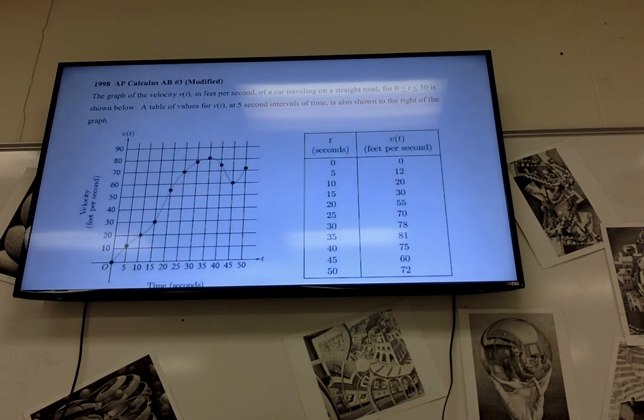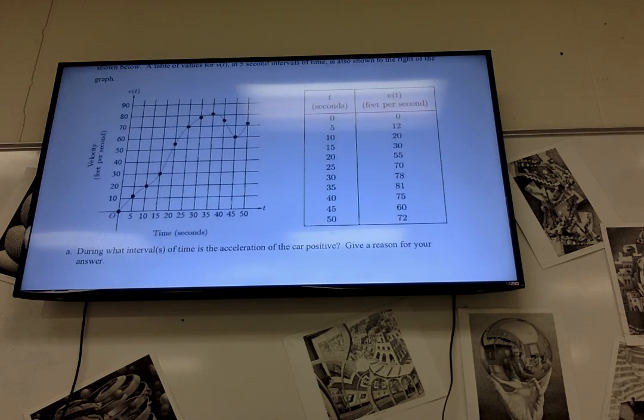This is a sample free response question. It's modified a little bit just because at the time everything it asked for we couldn't do yet. So the graph of velocity in feet per second of a car traveling on a straight road, 0 to 50, is shown below. And a table, 5-second intervals, is also shown. So we've got a graph, and we've got a table of data for us. And this is velocity.